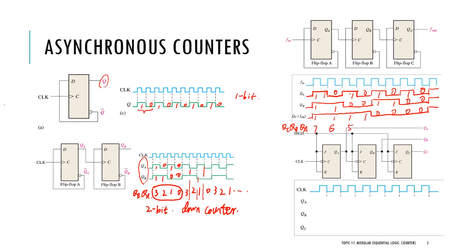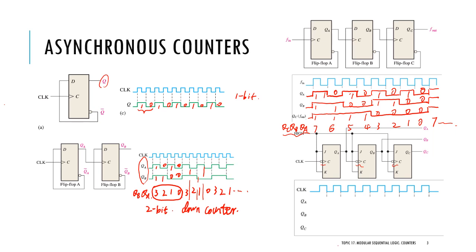6, 5, 4, 3, 2, 1, 0, and the 7 again. So this is a 3-bit asynchronous counter, and it's a down counter too. So then you may ask, how do we make an up counter then? Can we make it count up? The trick is that we just need to change the rising edge flip-flop to falling edge flip-flop.